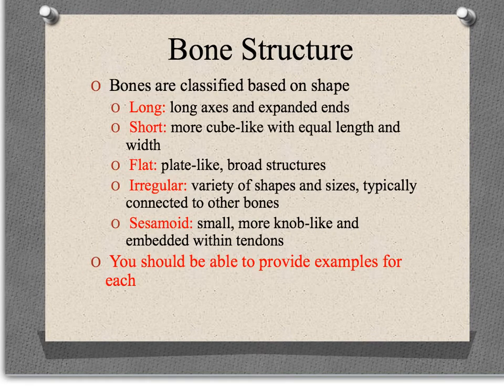This is the first lecture in our look at the skeletal system from chapter 7. So we're going to start with the structure of bones. There are 5 general groups of bone. We usually classify them based on shape. I'm going to go to a picture here so you can see what I'm talking about.